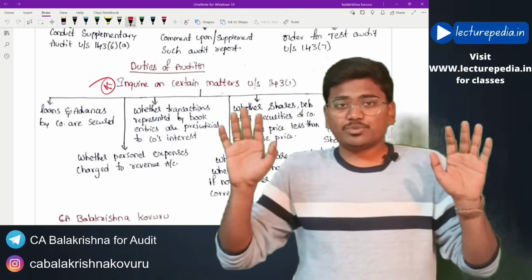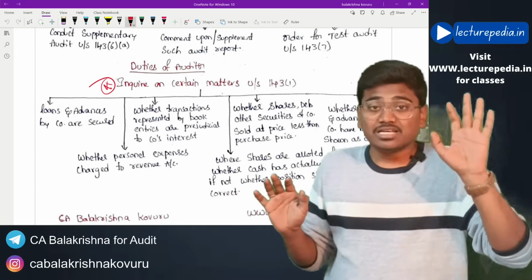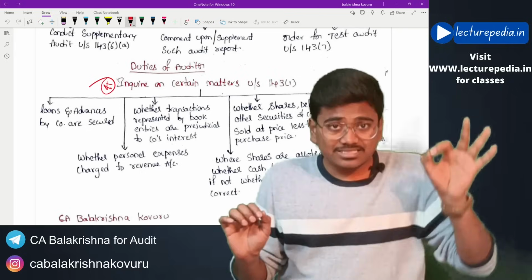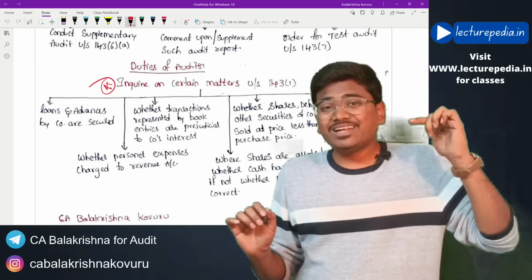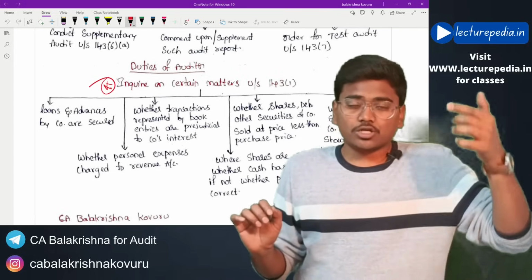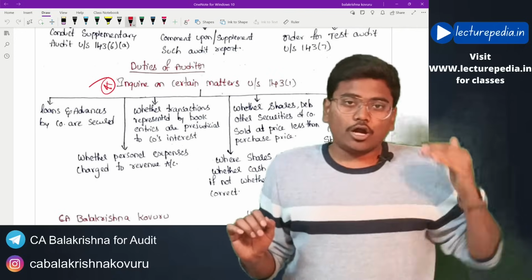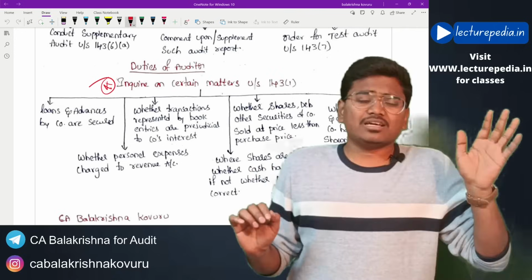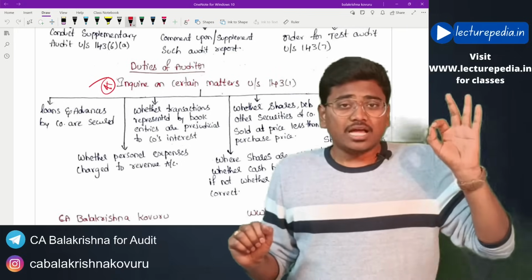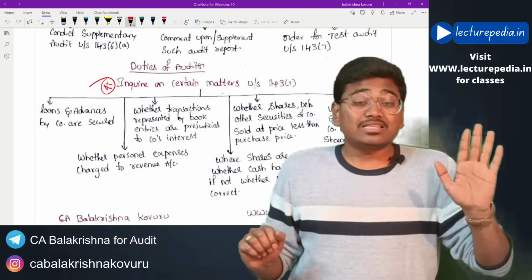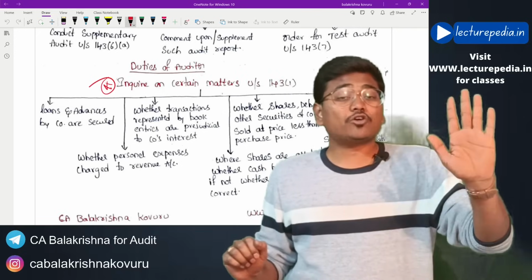What is the difference between these two? As per section 143 subsection 1, he has to inquire into these 6 matters specified here. After inquiring, if he finds any negative comments on these 6 points, only then he has to report in the audit report. If he doesn't find any negative aspects related to these 6 points as per section 143 subsection 1, then he need not report them in the audit report. That is 143 subsection 1.